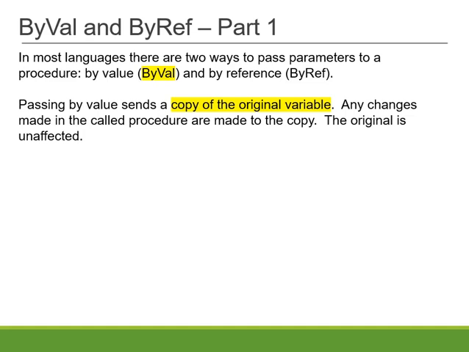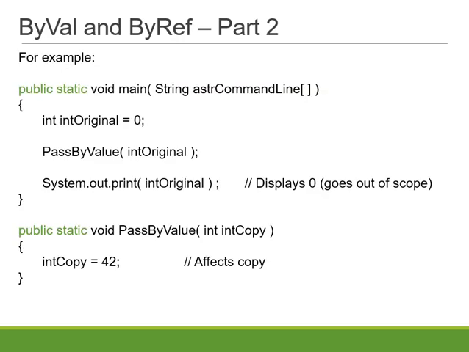Parameters can be passed in two ways in most languages: by value and by reference. When you pass a value, a copy of the original variable is sent to the method being called. Any changes in the called method are made to the copy and the original is unaffected. This slide shows how the pass by value works. Notice how the pass by value method changes the copy to 42, but when it returns to the main method, the original is still 0.